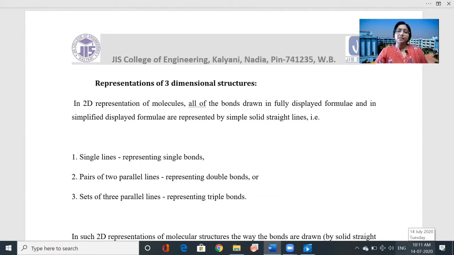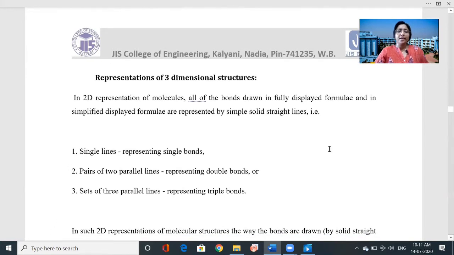For 2-dimensional structure, you know very well, single lines represent a single bond, a pair of 2 parallel lines represents a double bond, and sets of 3 parallel lines represent a triple bond. So that you know very well. Like ethylene has a double bond, or H2O or any compound you will get the single bond, like CH4, it has the single bond. So in this way you represent the 2-dimensional structure.